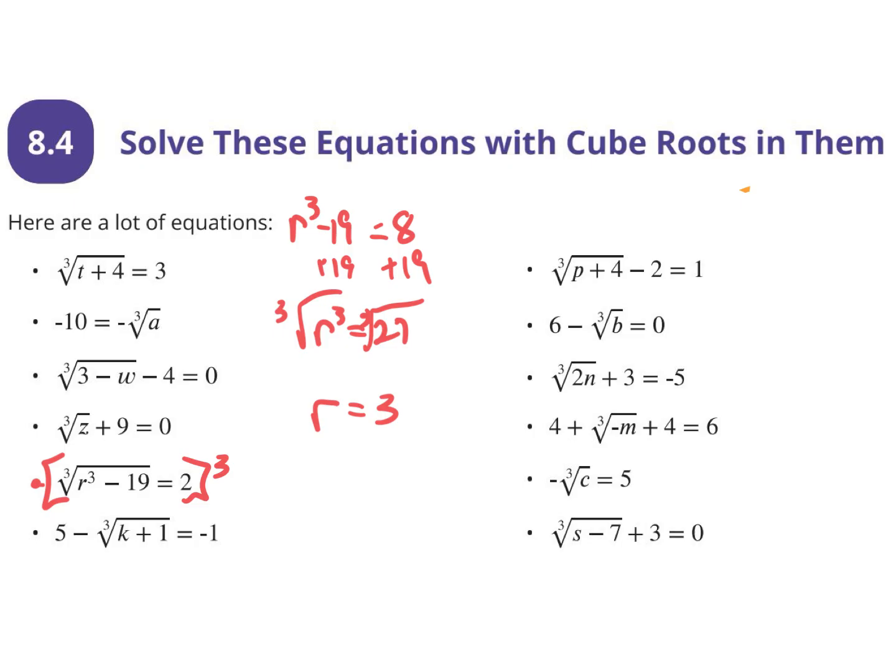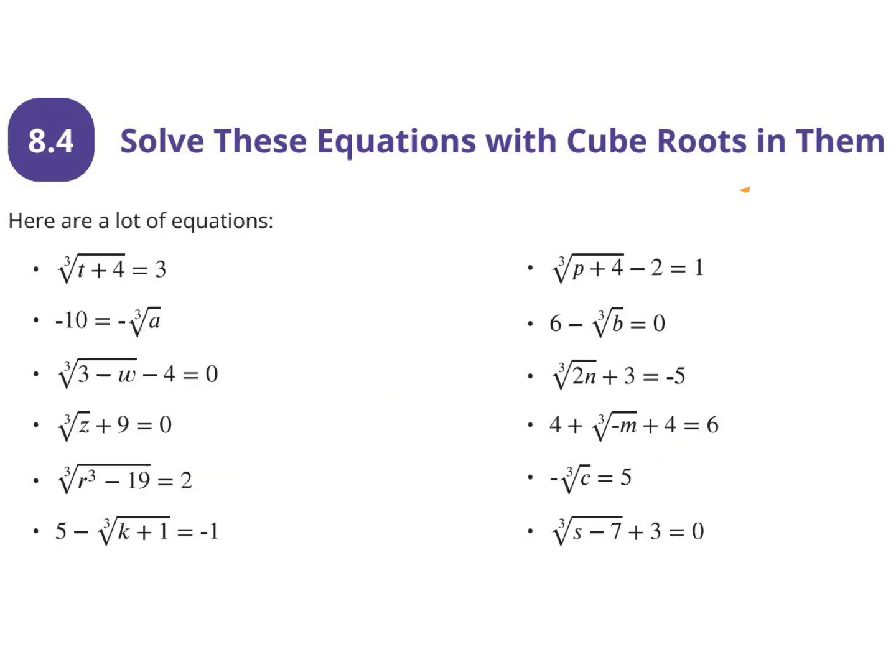Okay, that is that. For the next one on the other side, the first thing we have is negative 1 out front, so we're going to divide everything by negative 1. The cube root of c equals negative 5. We cube it. c is equal to negative 125. Don't forget the negative.